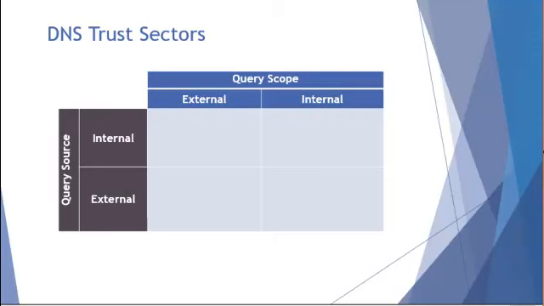So with an internal query source, somebody inside your organization querying for something external, they're going to go through the recursive server, through the firewall, through the DMZ, to the internet and back. We'll call that the recursive DNS trust sector. And then you've got internal users, again, querying for internal information on your intranet, and we'll call that, creatively enough, internal DNS.